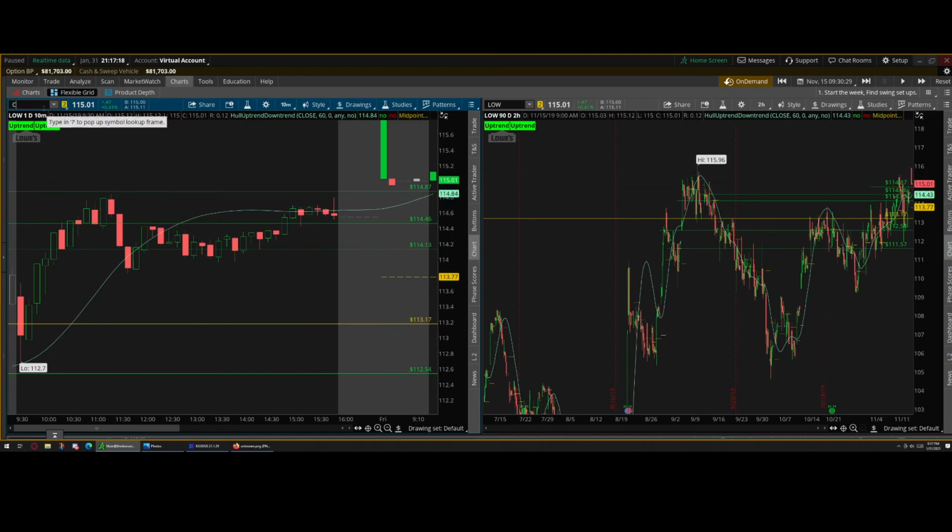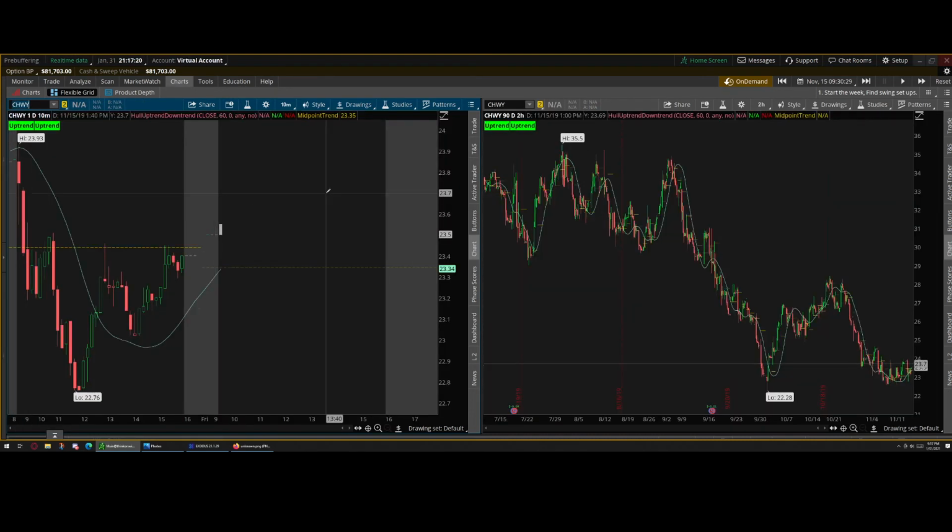Another good chart is Chewy. Chewy is opening close to the midline here.